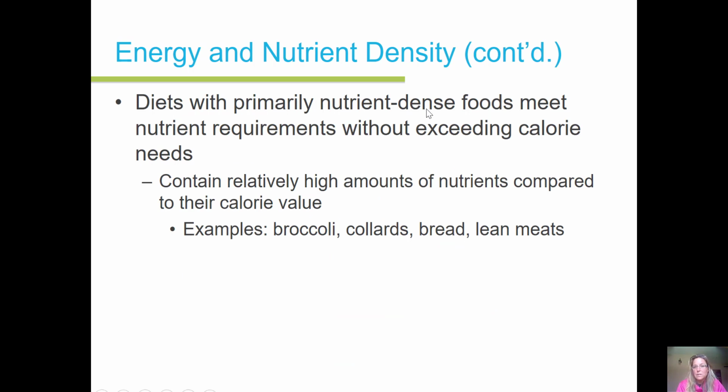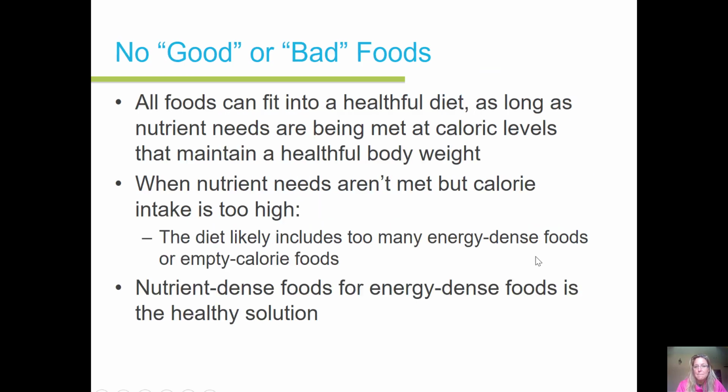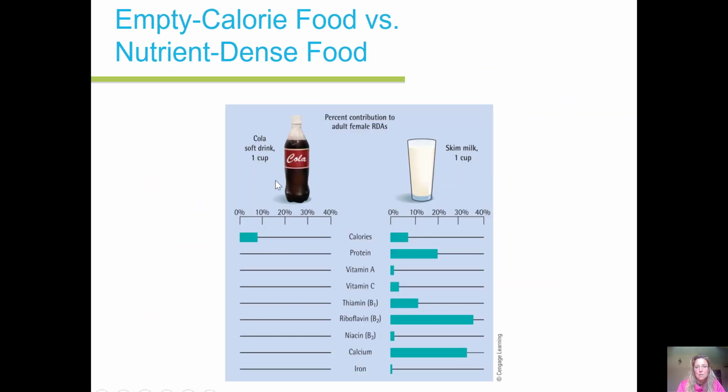What we want to do is consume a nutrient-dense diet, or foods that are nutrient-dense. So meaning they don't have a high calorie content, but they're rich in a lot of key nutrients. So examples of foods that are nutrient dense are broccoli, lean meats, things like that. And also, you can see here, this is an example of two different foods. Skim milk being one, and soda, Coke being another.